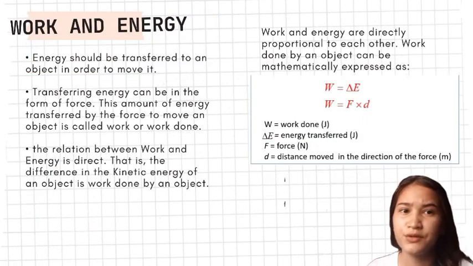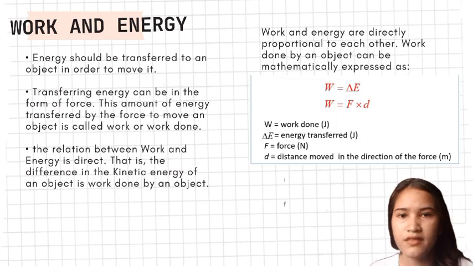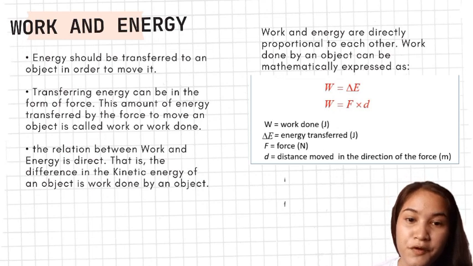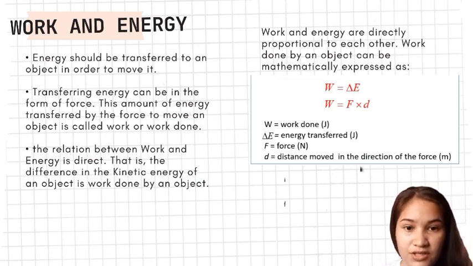Energy is transferred to an object in order to move it in the form of force. This amount of energy transferred is called work or work done, and the relationship of work and energy are directly proportional to each other. Here, the formula for work is equal to delta E, which is the energy transferred, and also work is equal to force times distance.